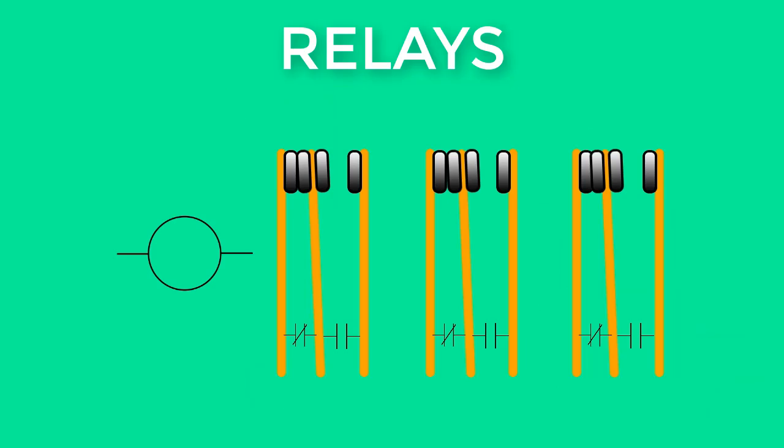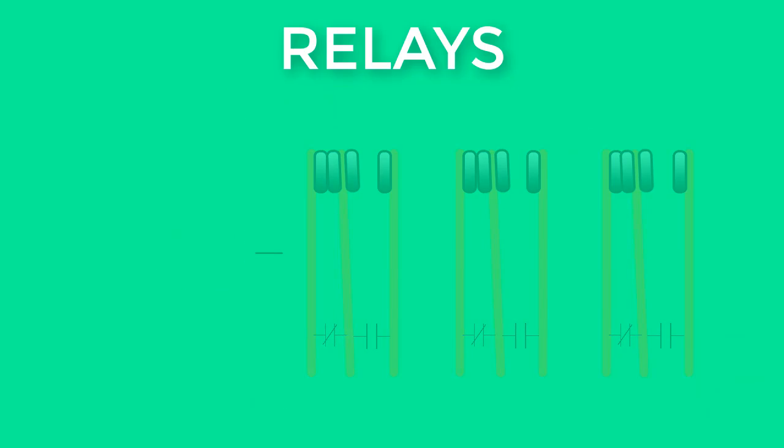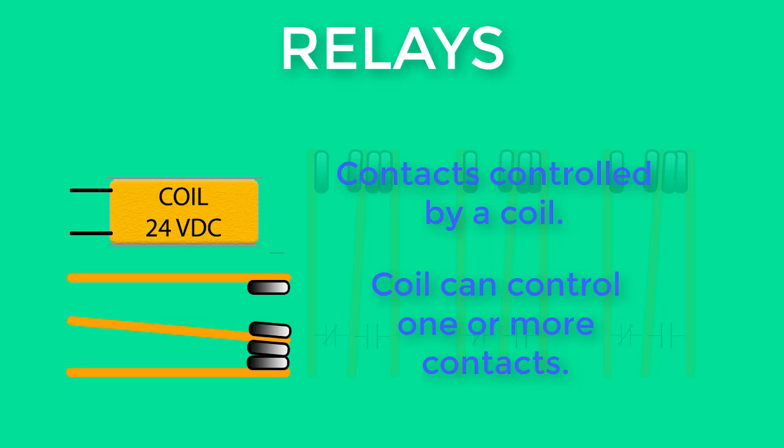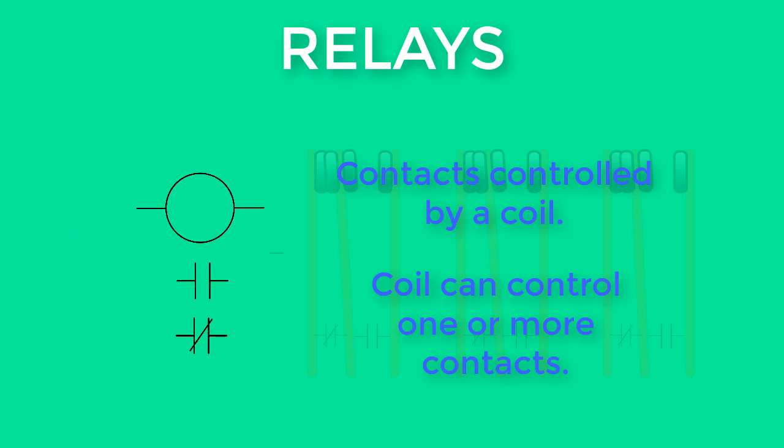A relay consists of an electromagnet called a coil which controls normally open and normally closed contacts. The contacts change their electrical connections when the coil is energized. Symbol identification and relay operation are essential skills for circuit design, construction, and operation.